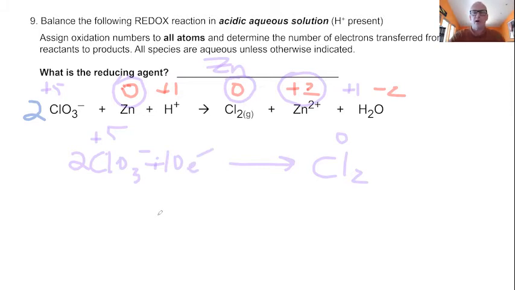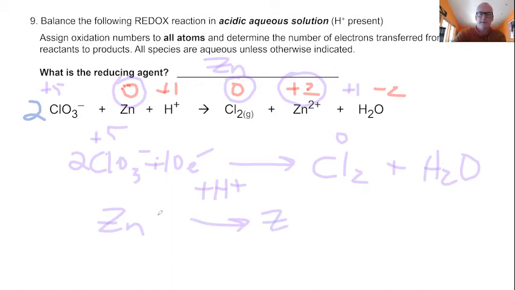And then the other thing that's going on is just that I have H plus and it's going to water. That's not really part of this yet. So what is my oxidation? That's my reduction reaction. What's my oxidation reaction? Zinc to zinc 2 plus. Right, so zinc goes to zinc 2 plus.